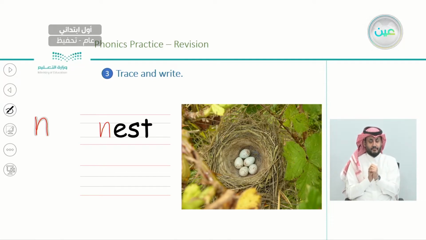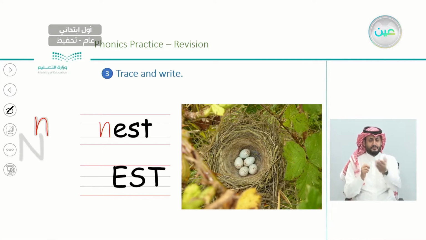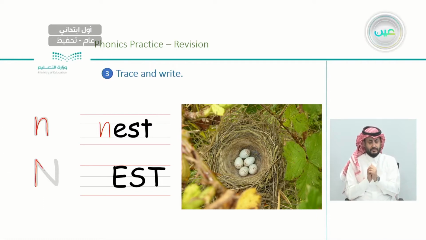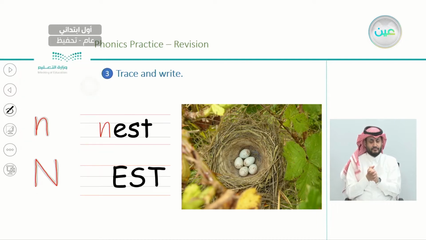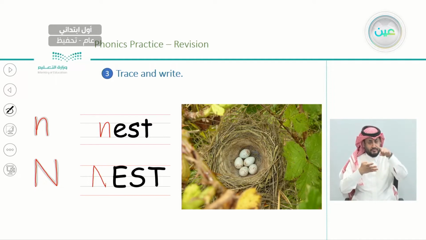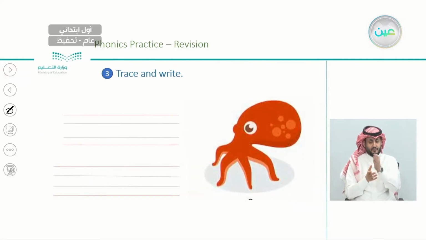What about capital letters? This is nest in capital, and this is the N in capital form. Where do we start? Start from the bottom, up, go down, up again. So this is N in capital, not small. This is small, and this is capital. Okay, how to write it? Start from number 3 to 1, again 3, and 1 again. So this is N in capital. So nest.